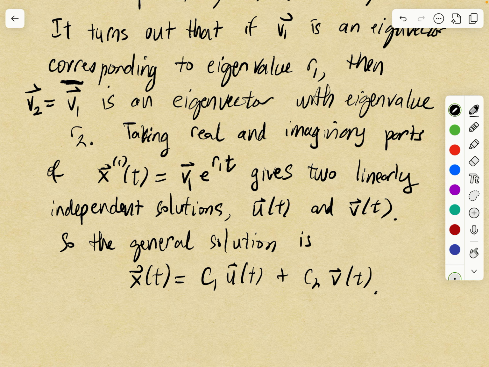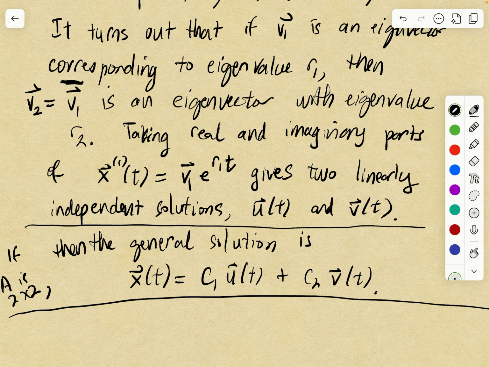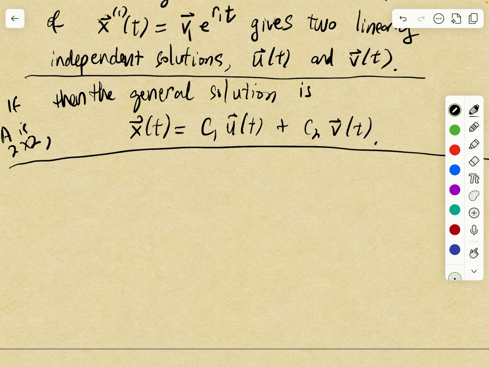Well, maybe I shouldn't have said that; this last part is if A is a 2 by 2 matrix with real entries. Then the general solution is c1 u of t plus c2 v of t, because when you have a 2 by 2 matrix, you're going to have two independent solutions that span the solution space.